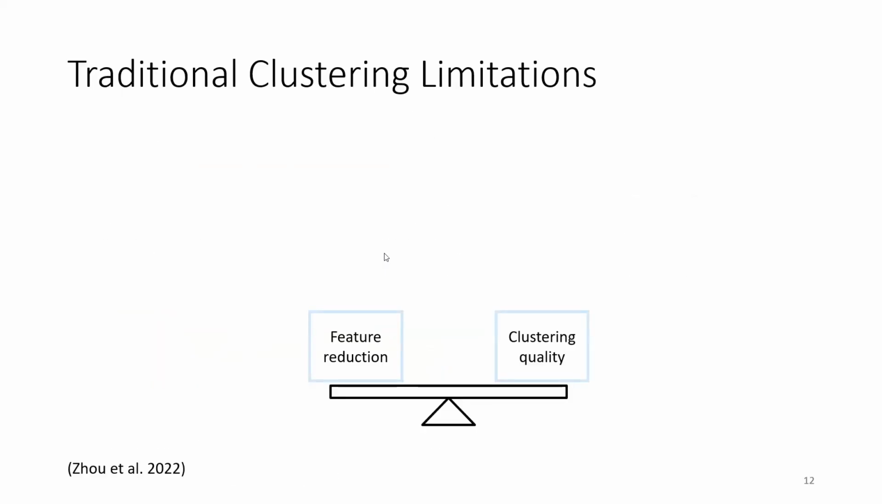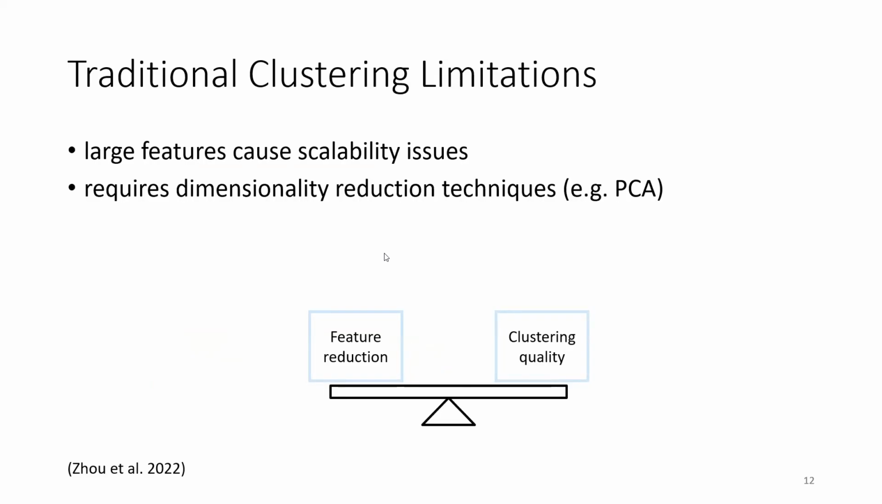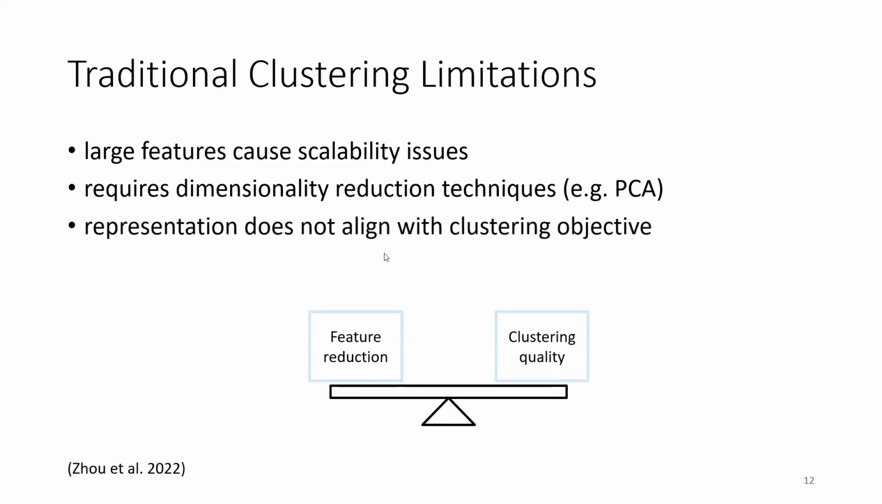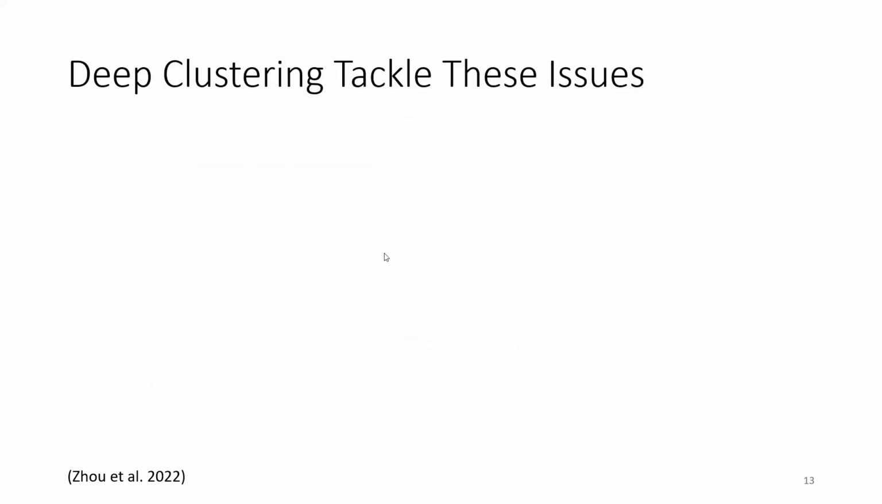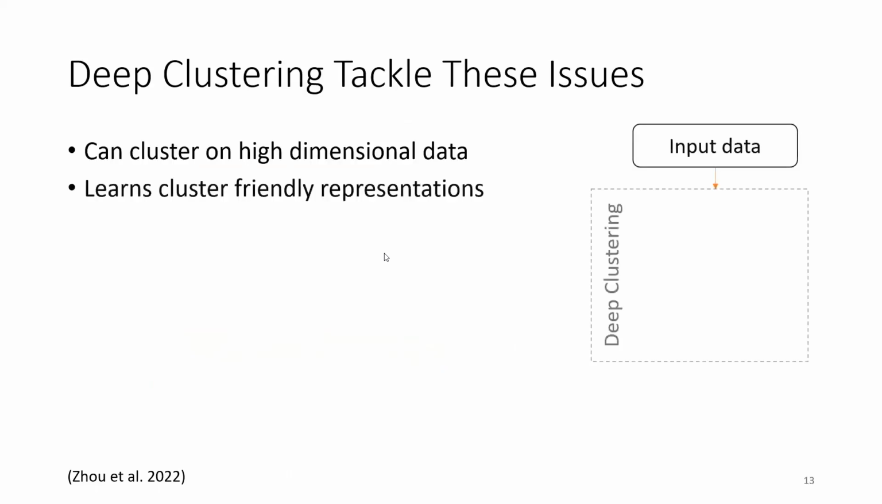So clustering is the most popular form of unsupervised learning. However, traditional clustering has some limitations. As the number of features increases, they're not scalable anymore. We then have to use dimension reduction techniques like PCA, but they create representations that do not align with clustering objectives. So we need to address these limitations, and deep clustering is the answer. It can cluster on high dimensional data and can produce cluster-friendly representations.